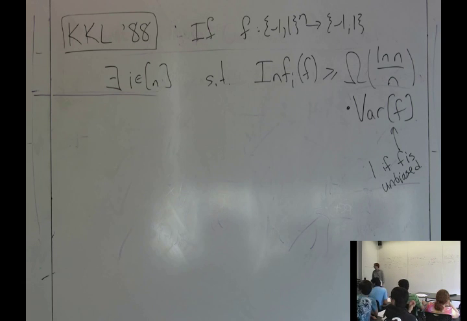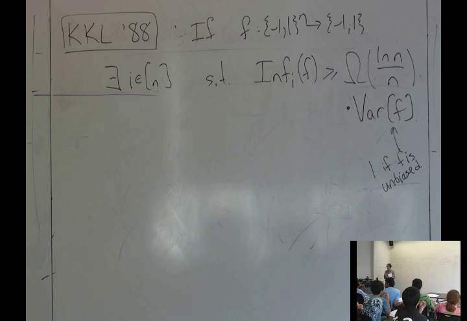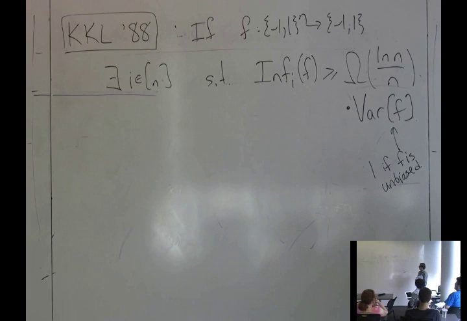Yeah. There's still a gap between this and Tribes, right? In Tribes, every variable has influence, but KKL says there's just this one. Yes, that's a good question. This only guarantees you that one influence is large, whereas in Tribes they're all that large. There are stronger versions.